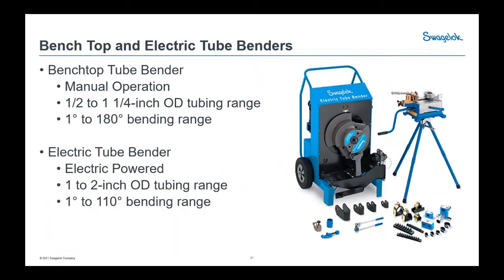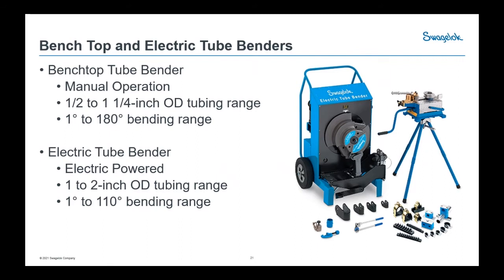The benchtop bender is a nice little bender. It helps to pick up that space where the hand tube bender leaves off, which is 1/2 inch and above. So it picks up that 3/4 inch spot right there. This one can bend from 1/2 inch up to 1.25 inches.